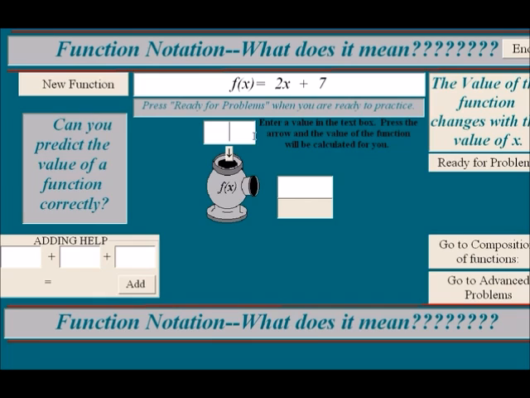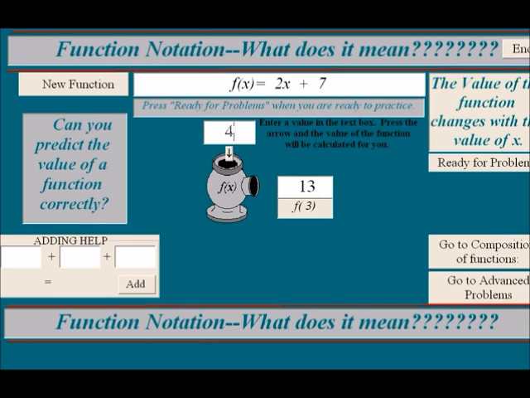So I made this little machine here. We've got this function, and you can put any number you want. You could put a 3 in here and put it into the function machine, and it will spit out the value of the function. I'm going to have you do it by magic here, and then I'm going to tell you what it did. It took the 3 that I put up here and threw it into the machine and said 2 times 3 is 6 plus 7 is 13, and spit out the value of the function.